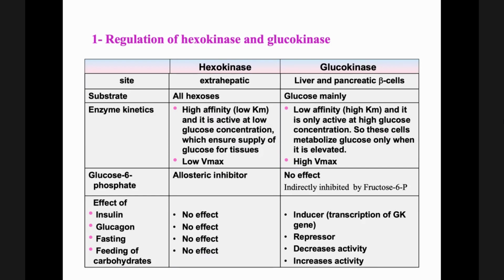The hexokinase is extrahepatic; however, the glucokinase is in the liver and the pancreatic beta cell. The substrate for hexokinase is all hexoses, however, for the glucokinase, it's mainly glucose. Enzyme kinetics of the hexokinase: it has a high affinity, so it's active at low glucose concentration, which ensures supply of glucose for tissue, with a low velocity. However, the glucokinase will have low affinity and high Vmax.